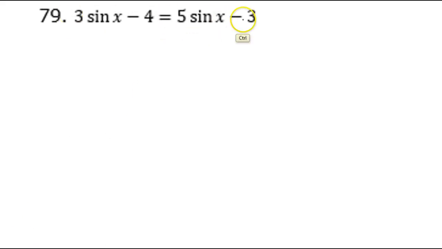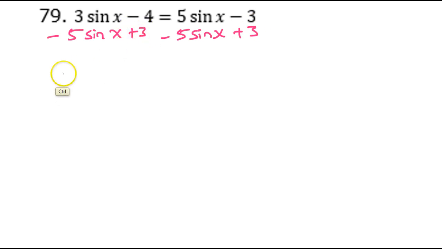Okay, looking at this, let's just move everything to the left-hand side of the equation. So I'm going to subtract 5 sine x from both sides, and I'm going to add 3 to both sides. That's going to give me negative 2 sine x minus 1 is equal to 0.